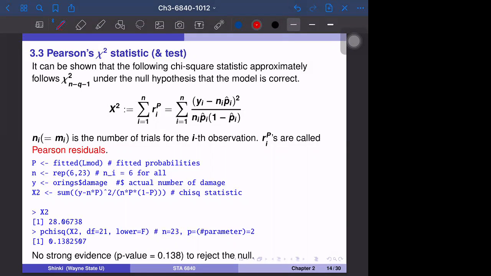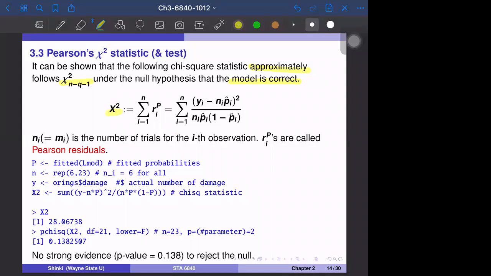Hi, section 3.3, the Pearson's chi-square statistic. This is a different test from section 3.2. It can be shown that the following chi-square statistic approximately follows the chi-square distribution with n minus q minus 1 degrees of freedom under the null hypothesis that the model is correct. And what's the chi-square statistic?